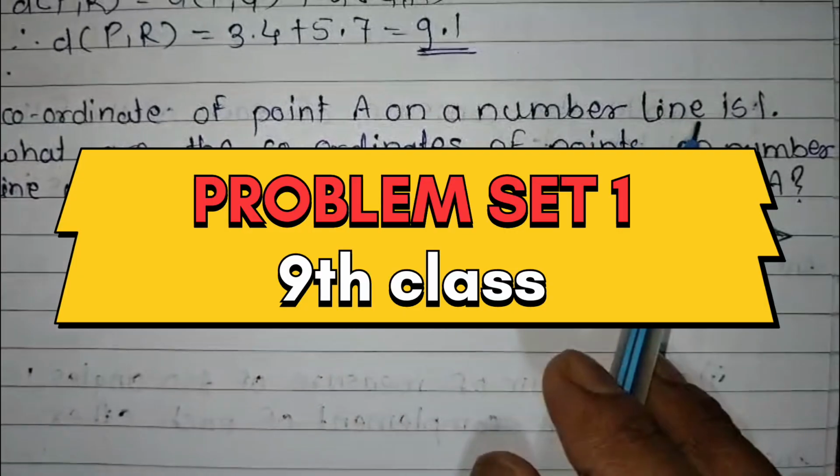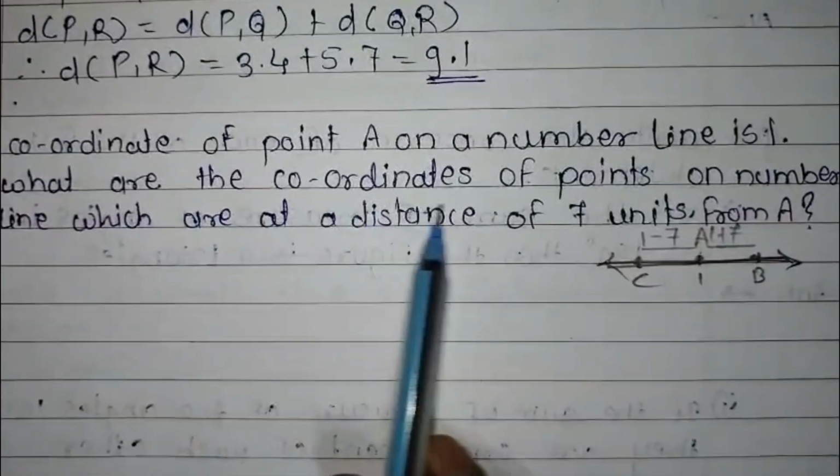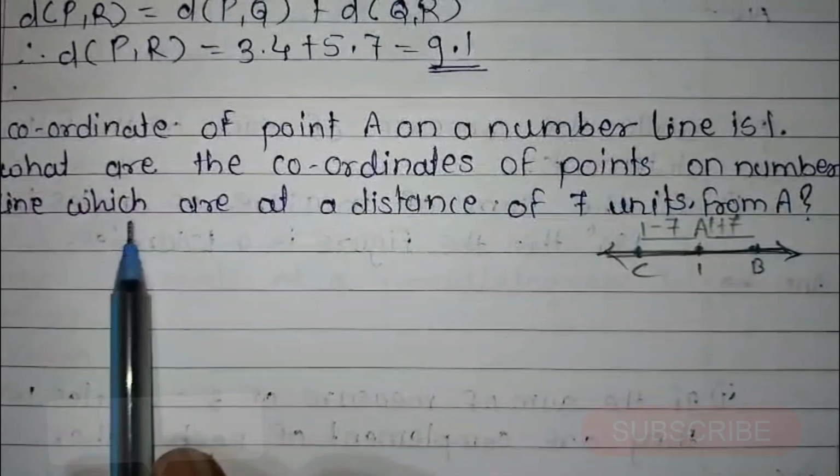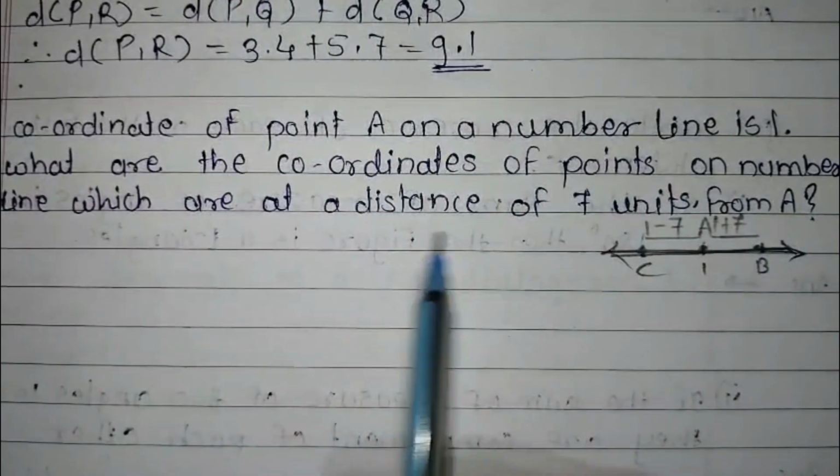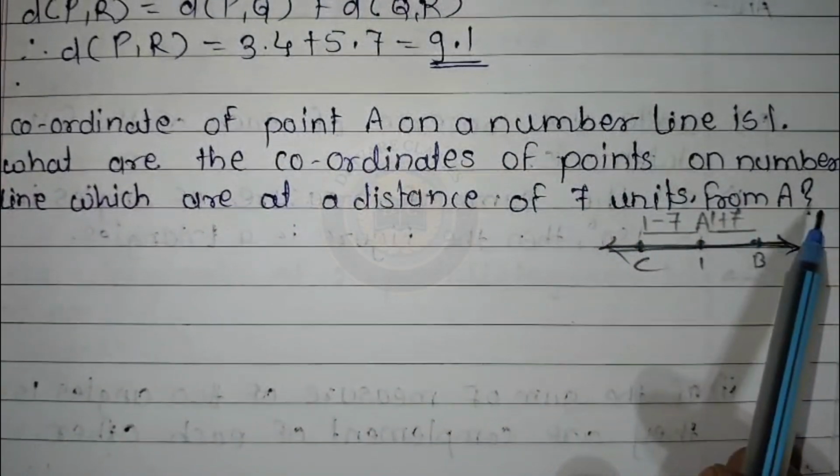Point A on a number line is 1. What are the coordinates of points on the number line which are at a distance of 7 units from A?